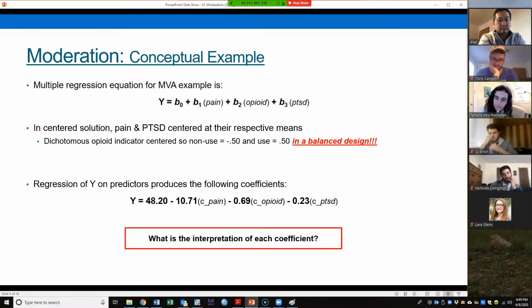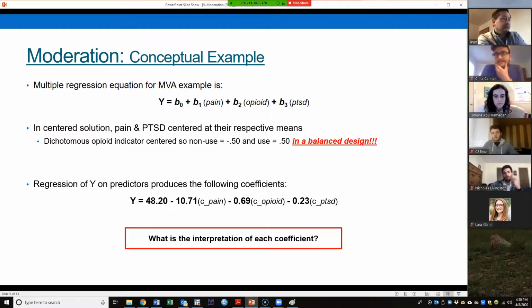Yeah. Perfect. And what does it mean in our centered model if we're holding pain, opiate use, and PTSD constant at zero? Like their mean? Yeah, right. And so think about this. The interpretation that you gave is 100% correct, always and forever, right? But what we want to start doing, and this becomes incredibly important with these moderation models, and as you get into HLMs, multi-level models, is think about what does zero mean? What does zero represent? In this model, for pain and PTSD, it accounts for holding both of those variables constant at the mean, right?